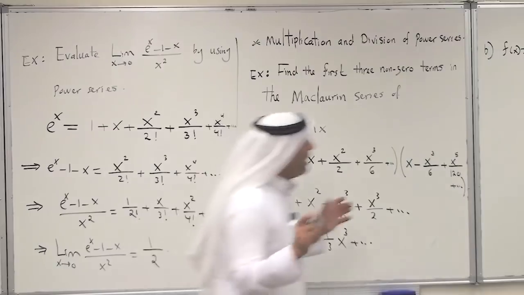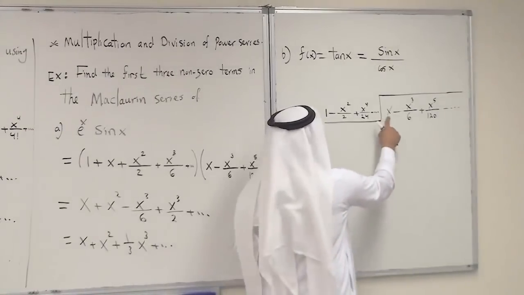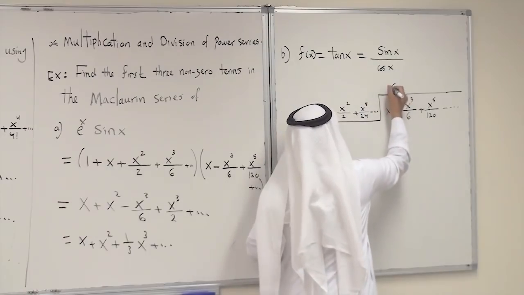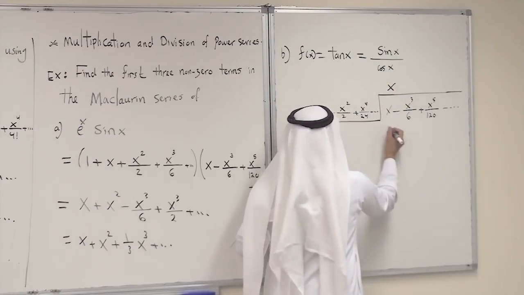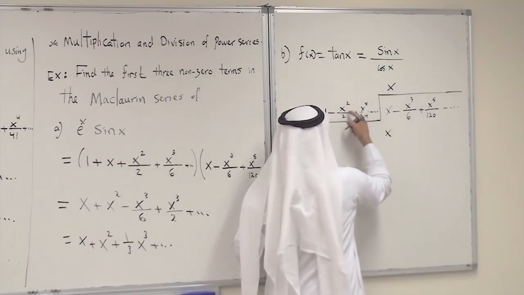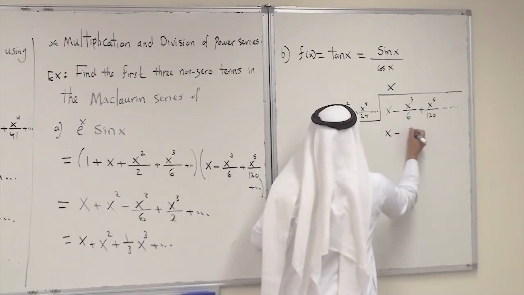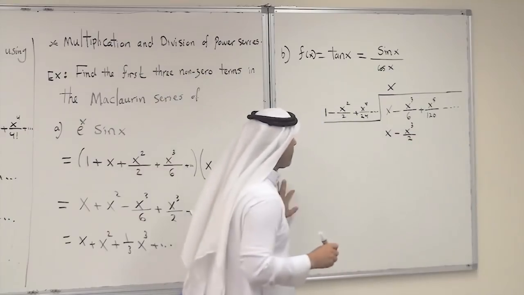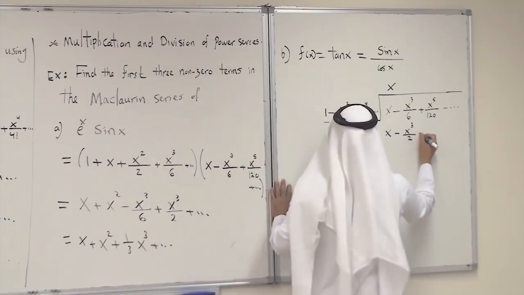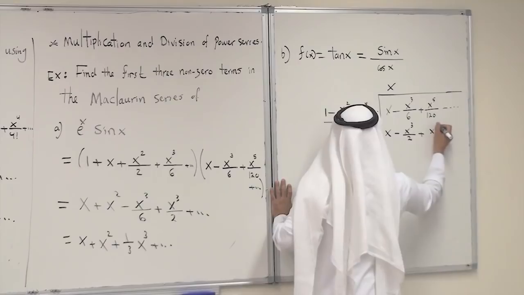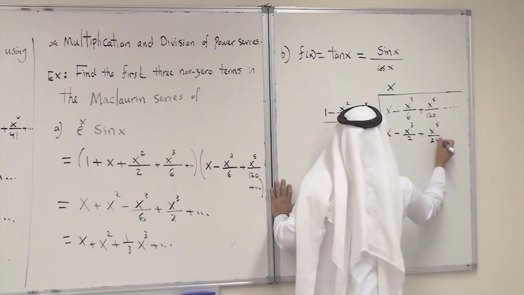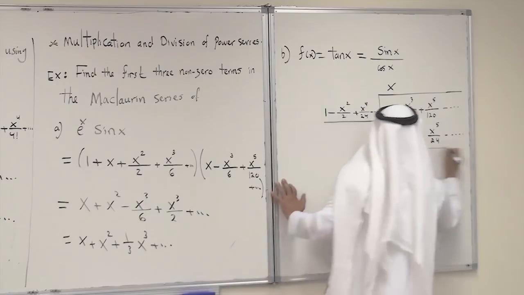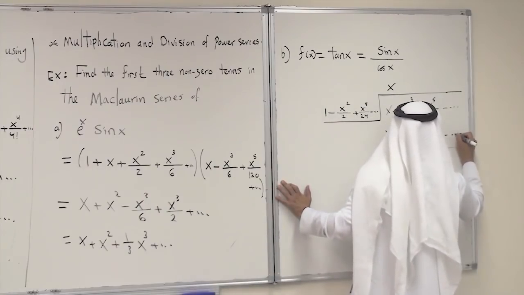I divide like this now. What I will do, just take the first term, divide by the first term. X divided by 1, that is x. X by x squared over 2, that is minus x cubed over 2, okay? X by x to the 4, that is plus x to the power 5 over 24, plus minus, I don't care about the rest, because I'm interested only in a few terms of the series.